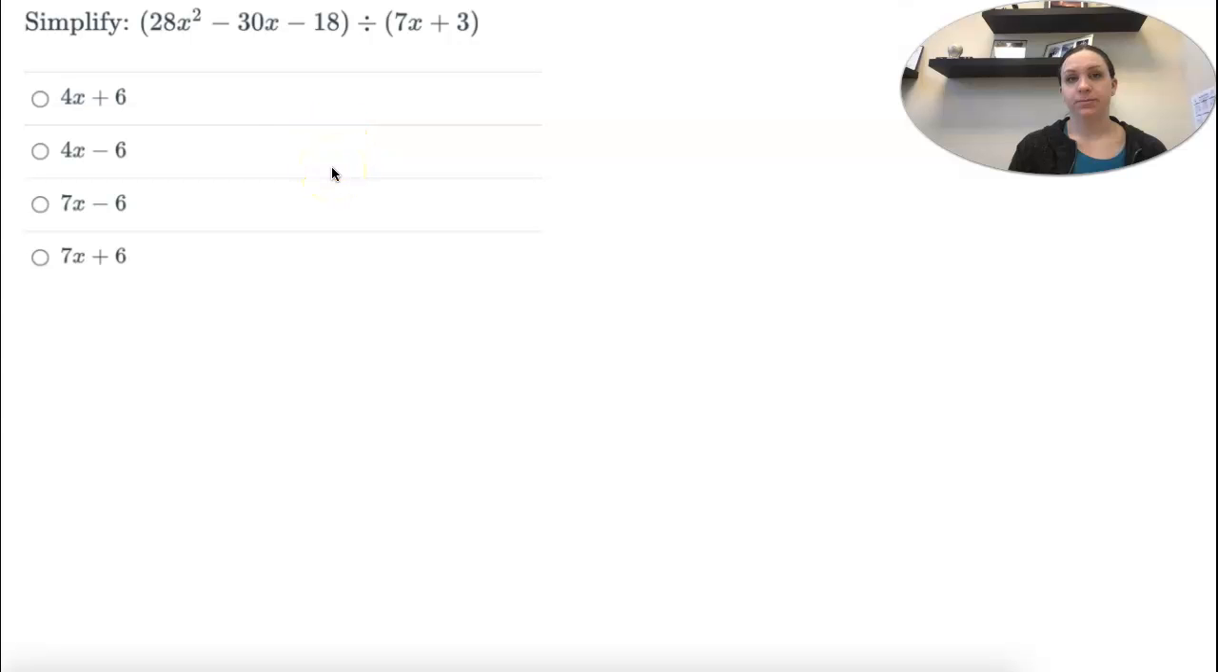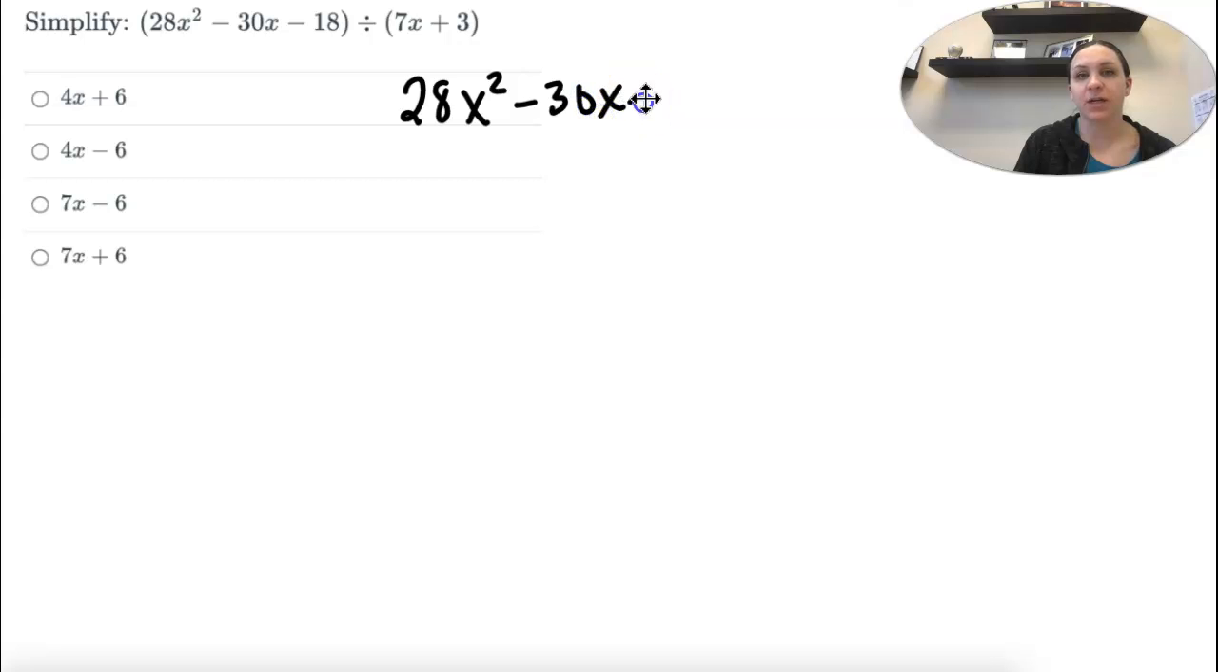So in this section, we're talking about dividing. So I'm going to rewrite this. You can see this a little better. We're taking 28x squared minus 30x minus 18, and we're dividing that by 7x plus 3.